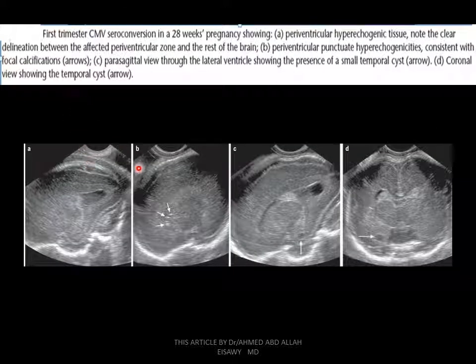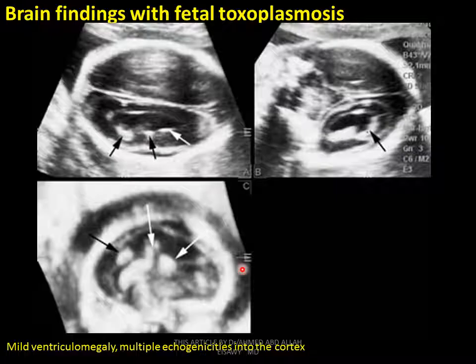First trimester cytomegalovirus infection, 28 weeks pregnancy, showing periventricular hyperechogenic tissue. Note the clear delineation between the affected periventricular zone and the rest of the brain. Periventricular punctate hyperechogenicity consistent with focal calcification. Parasagittal view of the lateral ventricle shows the presence of a small temporal cyst, and this coronal image shows the temporal cyst. This is cytomegalovirus infection, first trimester.